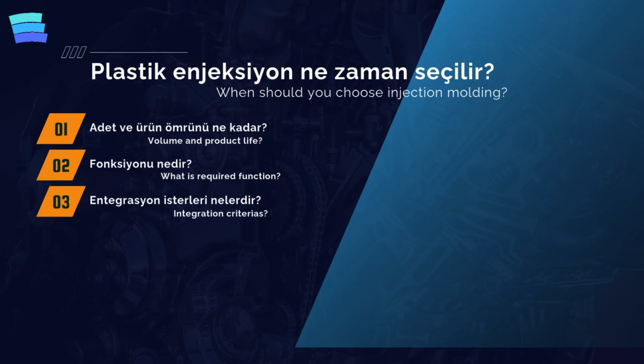The second criterion is function. It is a strong solution when you need color, texture, impact resistance, or electrical insulation. But expecting plastic to behave like metal creates risk. The third criterion is integration. The strength of injection molding is reducing assembly. However, every added detail increases mold complexity. So you must ask whether the benefit comes from reduced assembly or whether complexity is rising without real value.